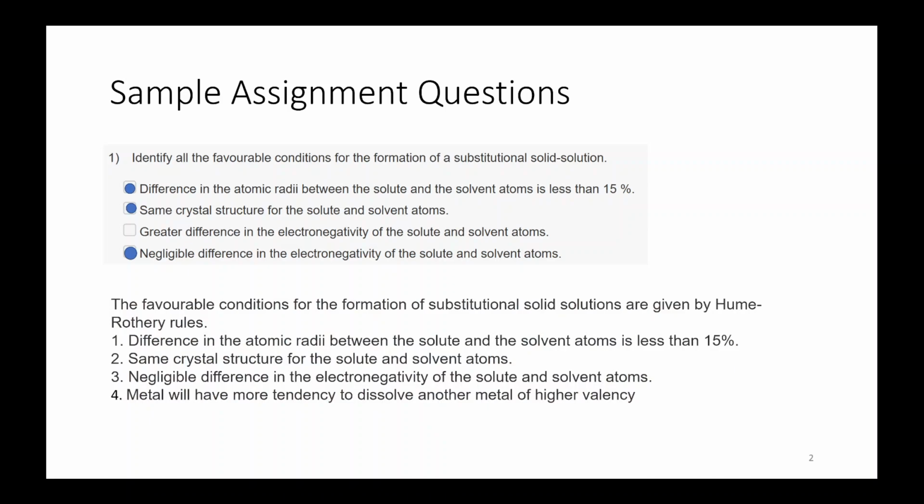Now the favorable conditions for the formation of substitutional solid solutions are given by Hume-Rothery rules. The first condition is that the difference in the atomic radii between the solute and the solvent atoms is less than 15%. Second is that the same crystal structure should be for solvent and solute atoms. And there should be negligible difference in electronegativity of solute and solvent atoms, because if it is higher then it might lead to formation of some intermetallic compounds. And fourth is a metal will have more tendency to dissolve another metal of higher valency.